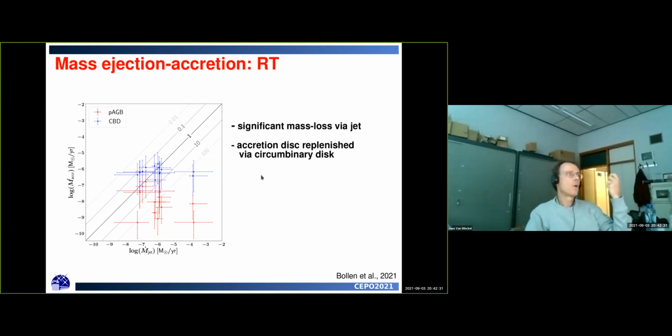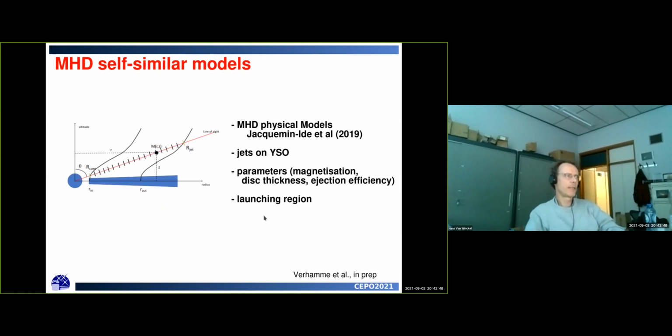The post-AGB star also gives rise to mass loss towards the companion, but that's not enough to explain those kinds of mass loss rates. So you really need a circumbinary disk to replenish the disk around the companion.